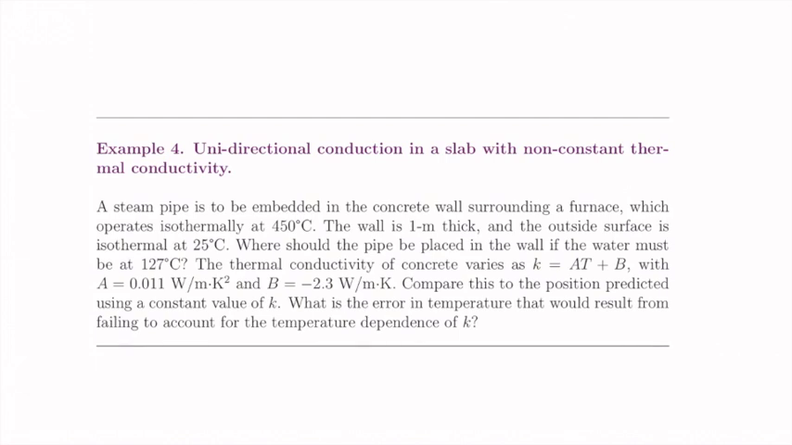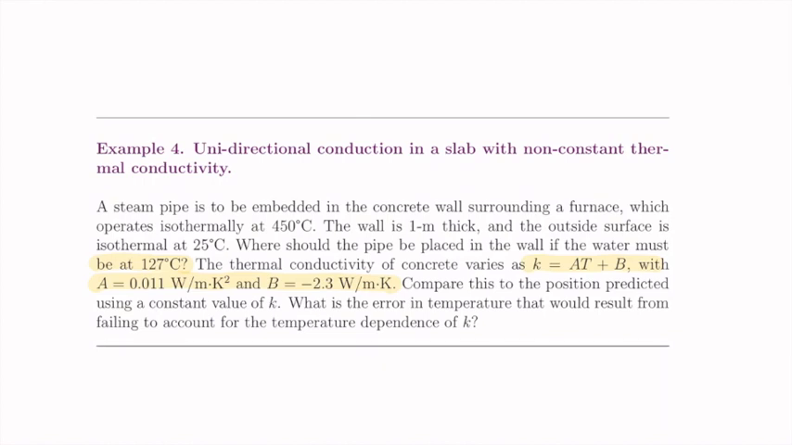Example 4 is unidirectional conduction in a slab with non-constant thermal conductivity. To break that down, what we have is a value of K, thermal conductivity, that's a linear function of temperature. And we have the constants that go with that expression. What the question is asking for is a position that goes with a particular temperature. And so that is basically asking for a temperature profile.